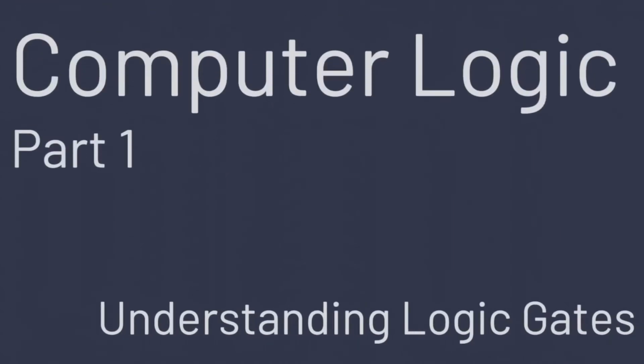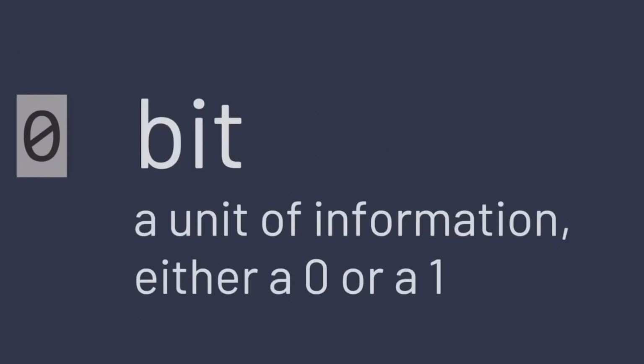How does that happen? In this series, we'll explore the foundations of computer logic, starting from the fundamentals and building our way to more and more sophisticated systems. Using these switches, our computers can store information. Each switch stores a single bit of information, a 0 or a 1.